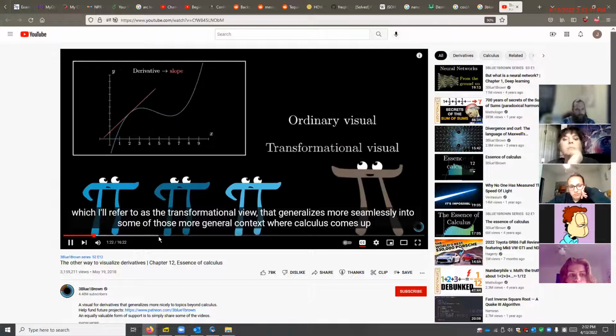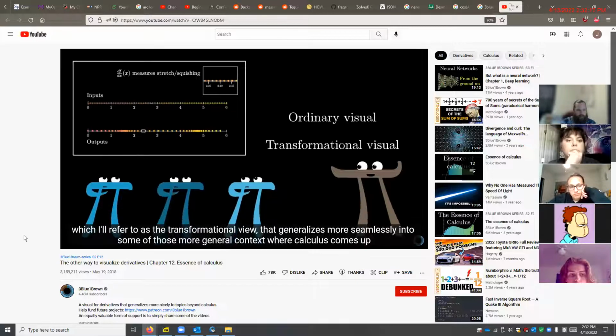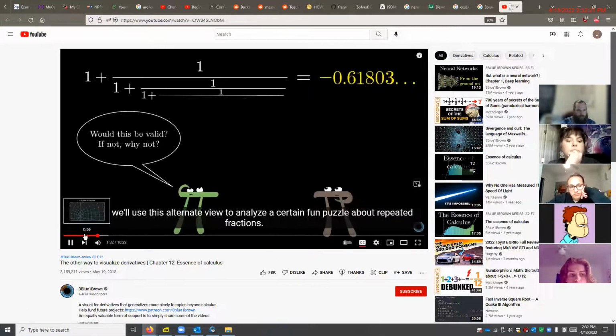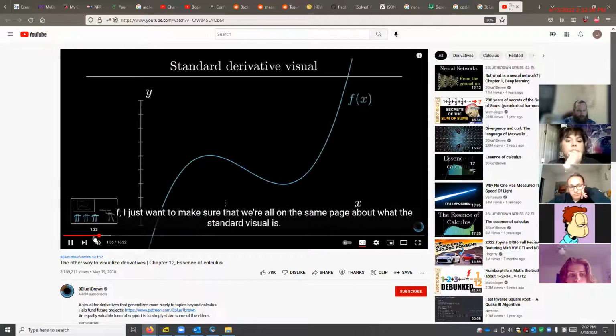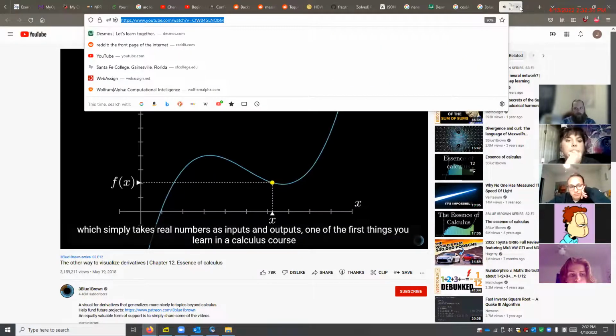Derivatives, which I'll refer to as the transformational view, it generalizes more seamlessly into some of those more general contexts where calculus comes up. And then we'll use this alternate view to analyze a certain fun puzzle about repeated fractions. But first off, I just want to make sure that we're all on the same page about what the standard visual is. If you were to graph a function, which simply takes real numbers.